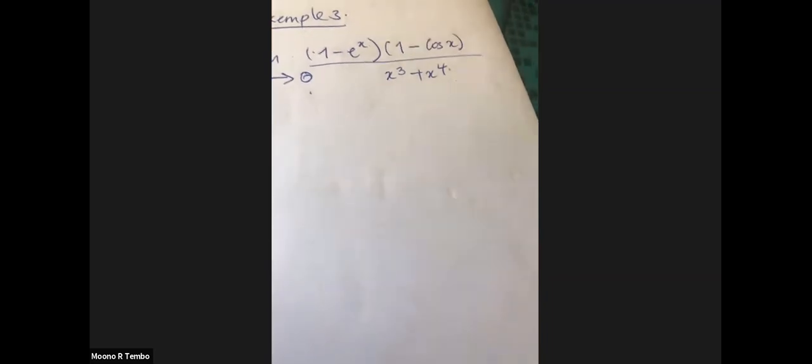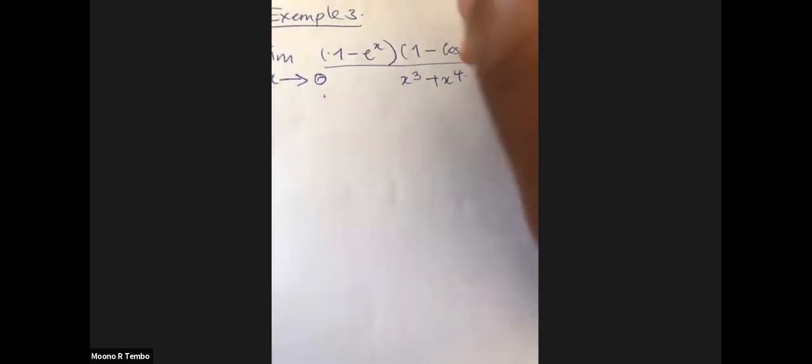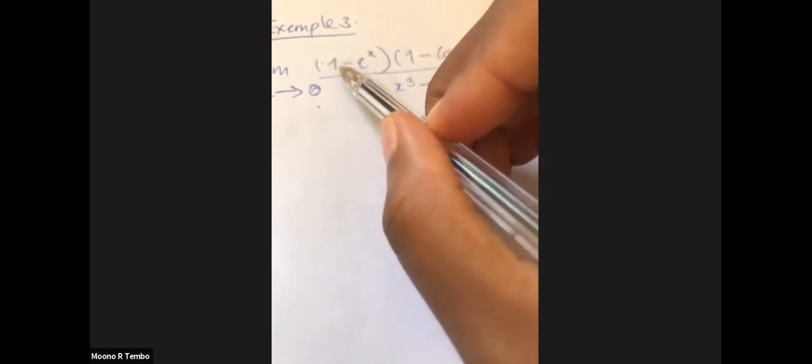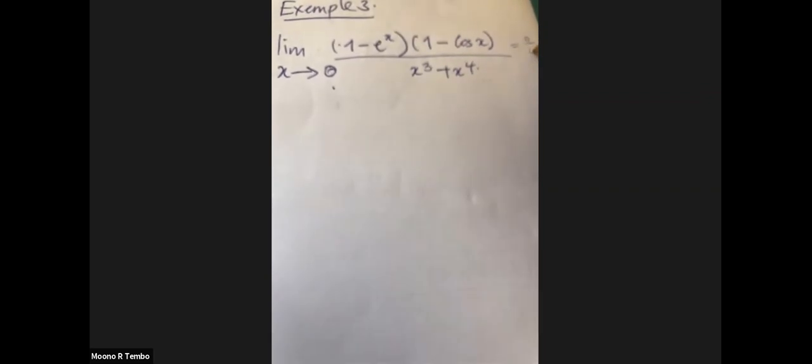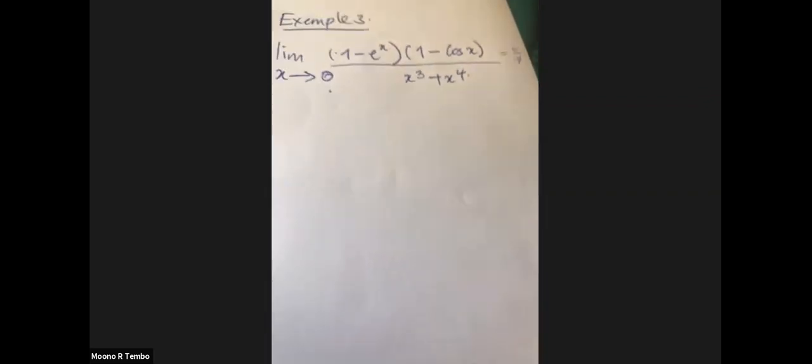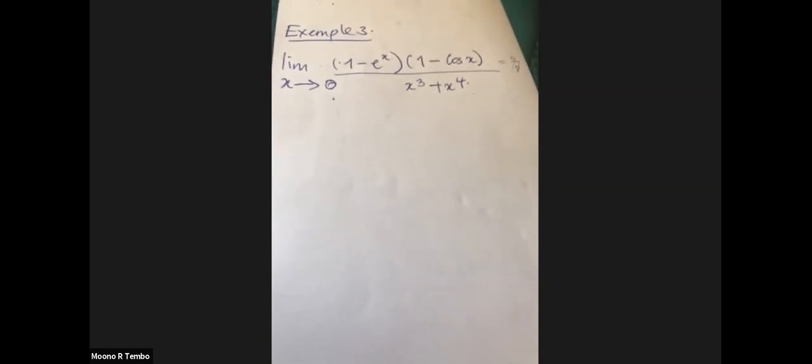I'm sure you guys know that when you put 0 here, it's going to become 1 minus 1, which gives us 0. Here, the same thing as well, the answer is 0: 0 to the power 3 plus 0. And the answer can never be 0 over 0. This here is wrong. So now we have to find a way to solve this question.